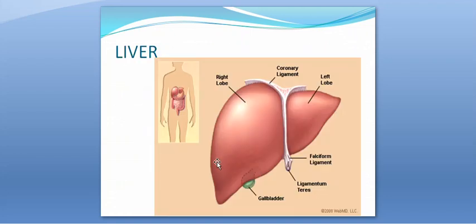This is a diagram of the liver, where there are two lobes, the right lobe and the left lobe, the coronary ligament, the gallbladder is here, and the falciform ligament.